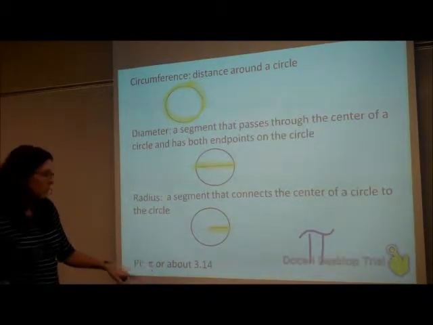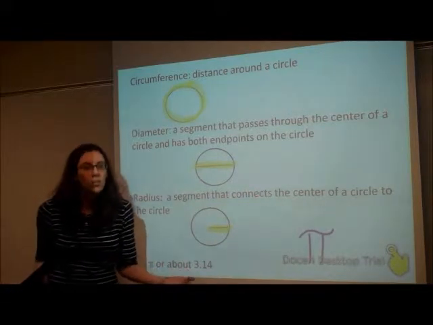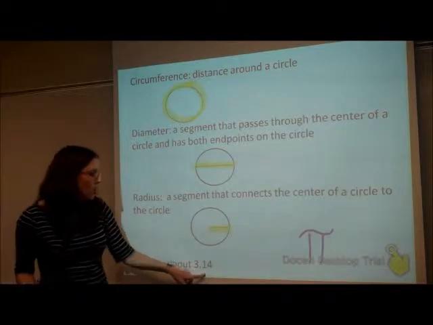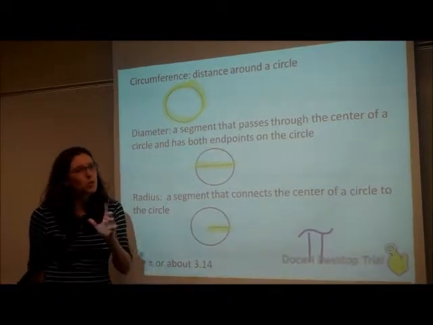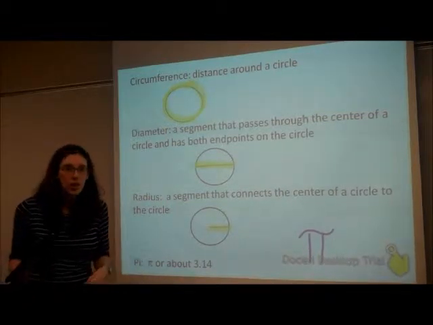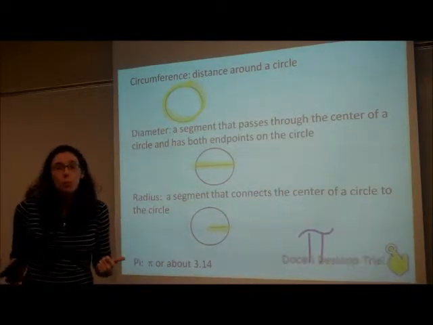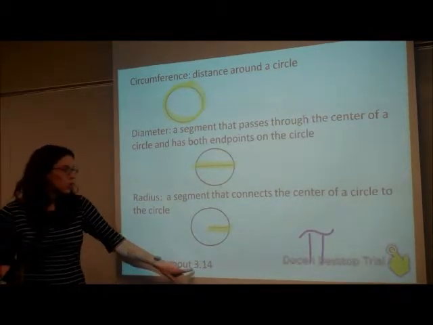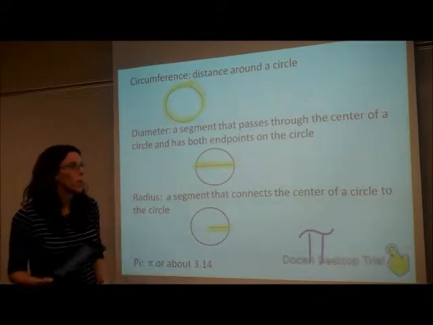So that's pi. If you don't have a pi button on your calculator, which if you have a scientific calculator, you probably do, but a lot of times we use 3.14 to represent pi. Pi is actually an irrational number. It does not repeat, and that decimal never terminates. It never stops. So this is just an approximation for pi. Okay?